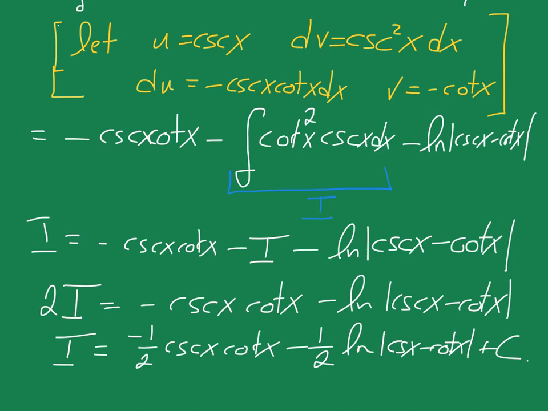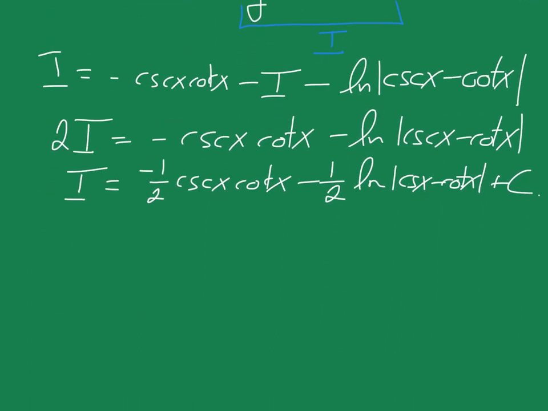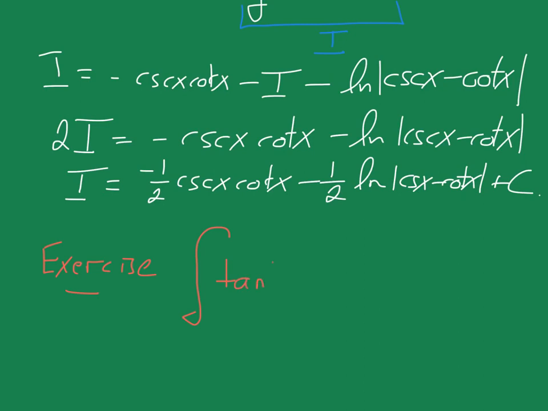All right, so finally, as an exercise, why don't you try to do the following. So let's make it red because it's an exercise. As a final exercise, why don't you try to integrate the corresponding integral with tan and secant. So tan squared x times secant x dx.